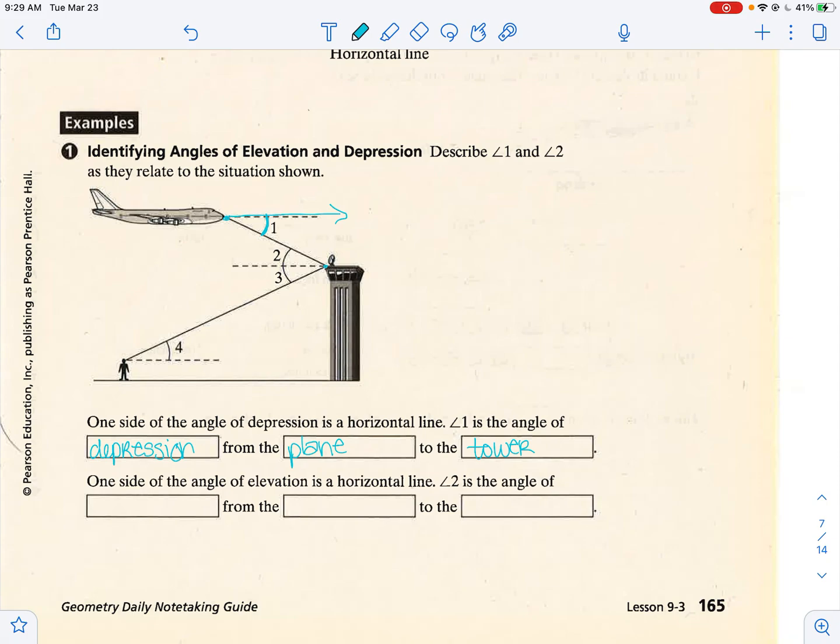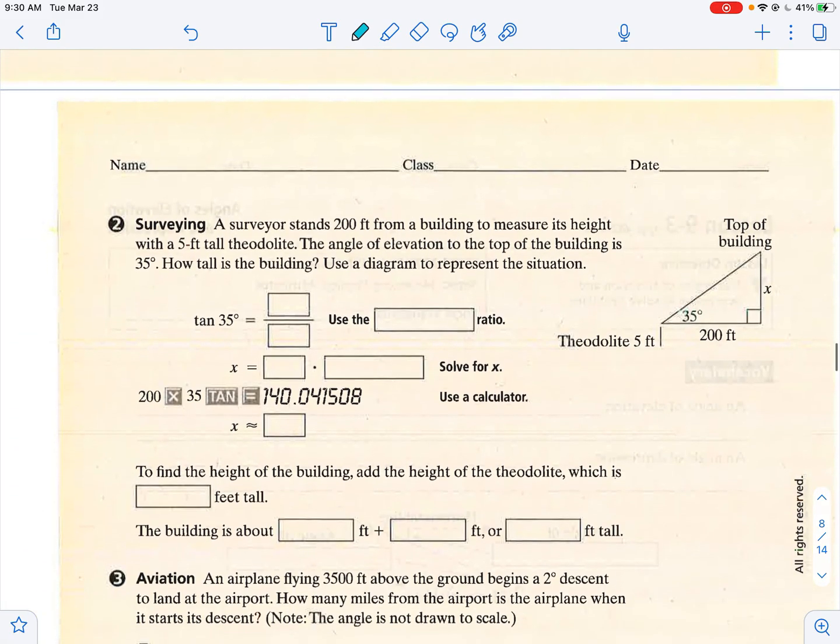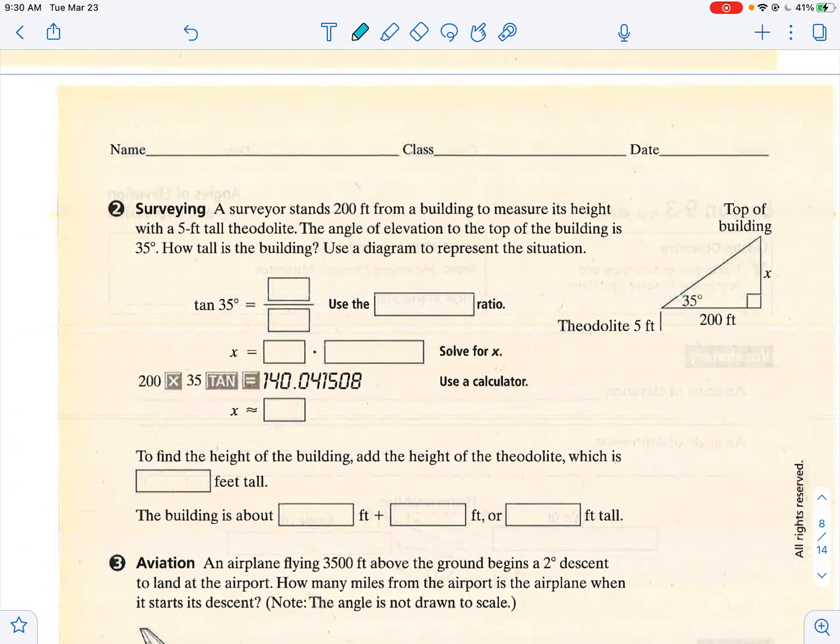One side of an angle of elevation is a horizontal line. So if we look at angle 2, here's our horizontal line. Angle 2 is an angle of elevation because it points upward from the tower to the plane. Okay, so angles of elevation and depression. Okay, let's take a look at the second example, surveying.